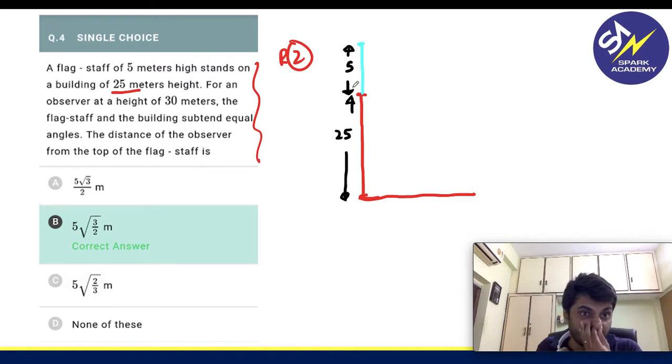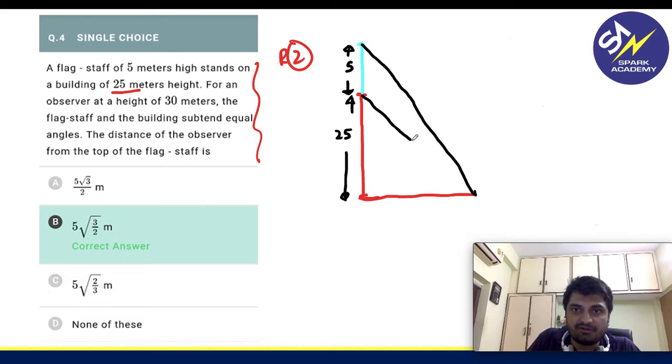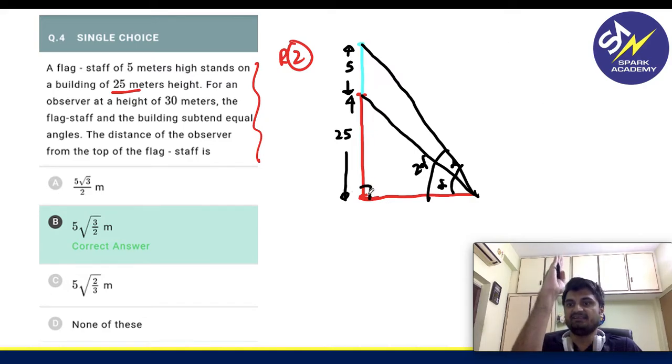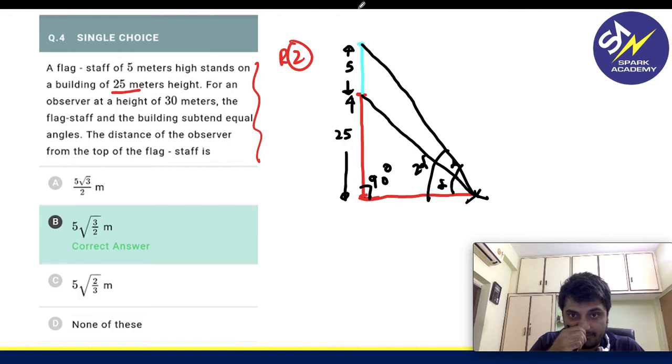Now what else is given? For an observer at a height of 30 meters, the flagstaff and the building subtend equal angles. So if you want to check from here to here, or you are checking from here to here, it is subtending equal angles. So this is alpha, this is also alpha. Total will be 2 alpha. And obviously, since the building is a vertical thing, this is 90 degrees. Distance between the observer to the top of the flagstaff, right? Top of the flagstaff. So this part I need to find out.